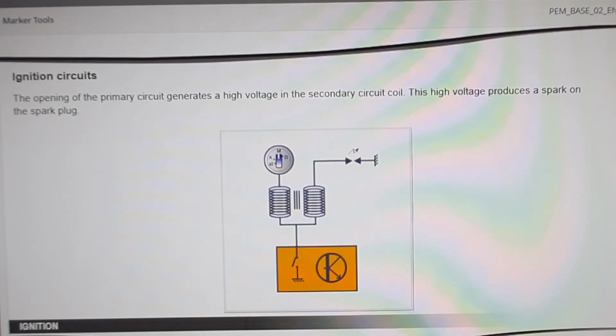There are two circuits: the primary circuit and the secondary circuit. Click on the switch to see ignition in operation. While the coil is charging, the primary circuit is closed. The switch opens. The opening of the primary circuit generates a high voltage in the secondary circuit coil.